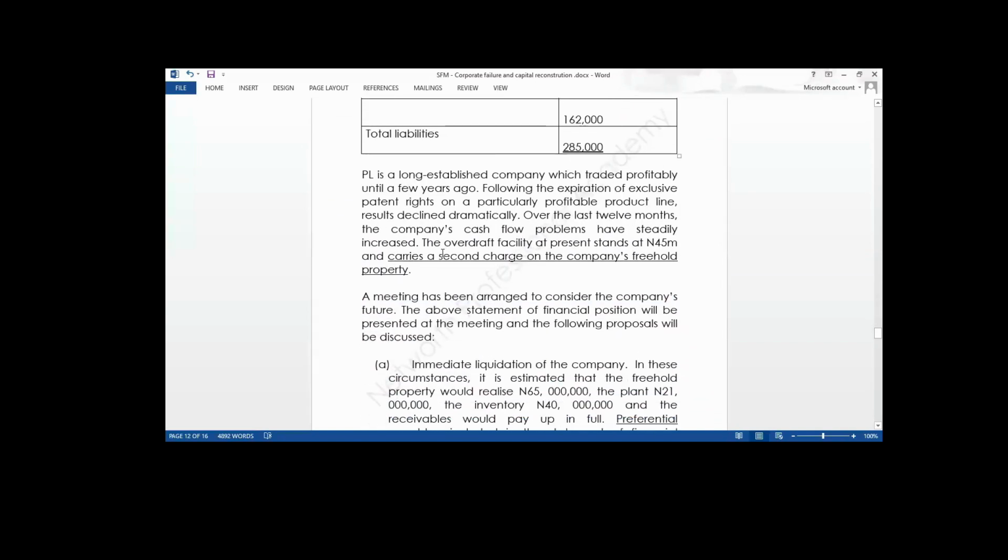Examiner also says the overdraft facility at present stands at 45 million and carries a second charge on the company's freehold properties. In this question, two liabilities are secured on freehold property. We have the loan note liability and the bank overdraft liability. For loan notes, we have the first charge. For the overdraft facility, we have the second charge. Where liabilities are secured on a particular asset, that's what we call a fixed charge.